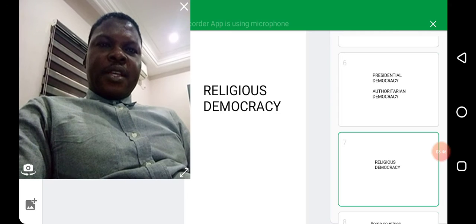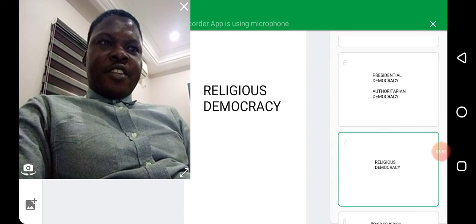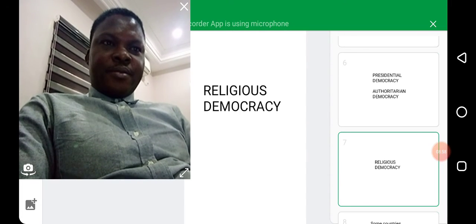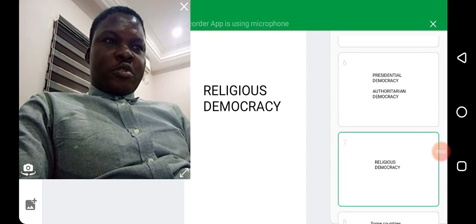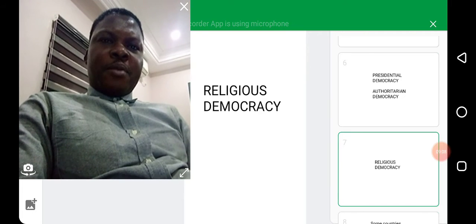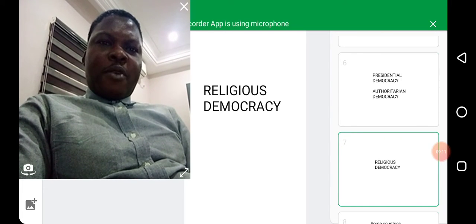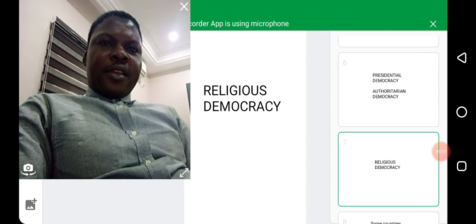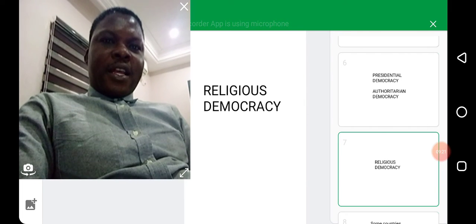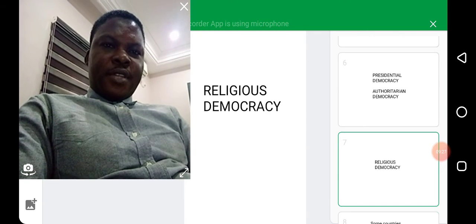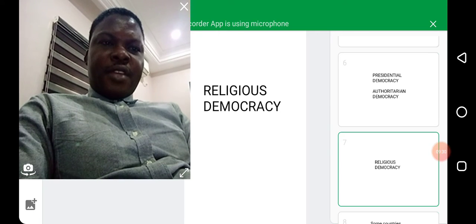Let's take an example. Afghanistan and Pakistan have executive, judicial, and legislative branches of government that are guided by the laws of Islam and the Holy Quran. This government also has a constitution and representatives are chosen by the people. Another good example of religious democracy can be found in the Vatican, where the Pope is the head of the state. Every law made in the Vatican is guided by Catholic doctrines. So we call them religious democracies.